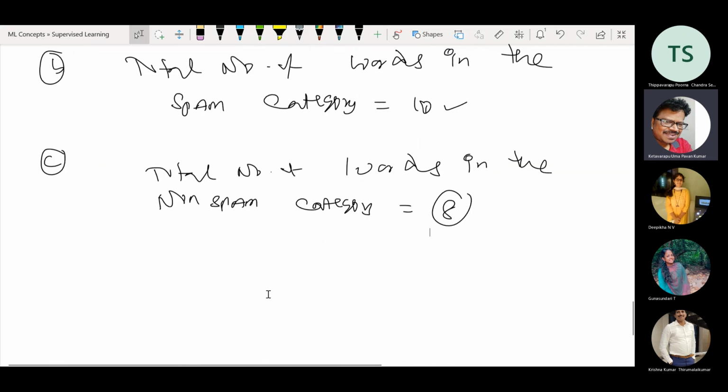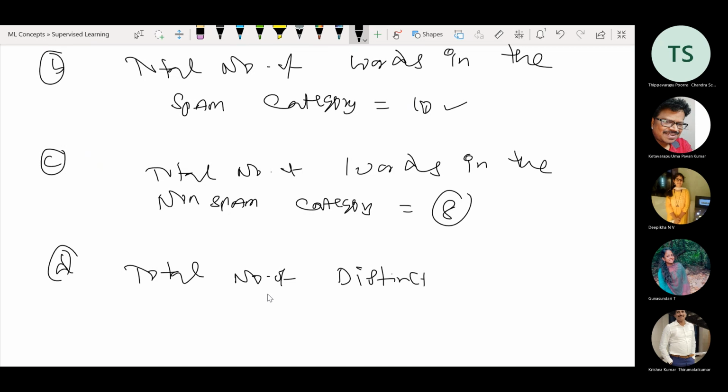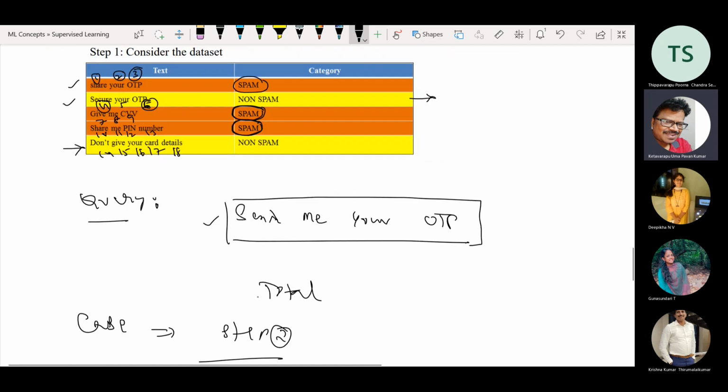And what else can we do, friends? I can ask you this also, maybe while performing text-based tasks: total number of distinct words. If you observe, out of 18, share got repeated 2 times, and your got repeated 1, 2, 3. So 5 words I have to remove, and OTP also got repeated. So in total we will get 12 distinct words.